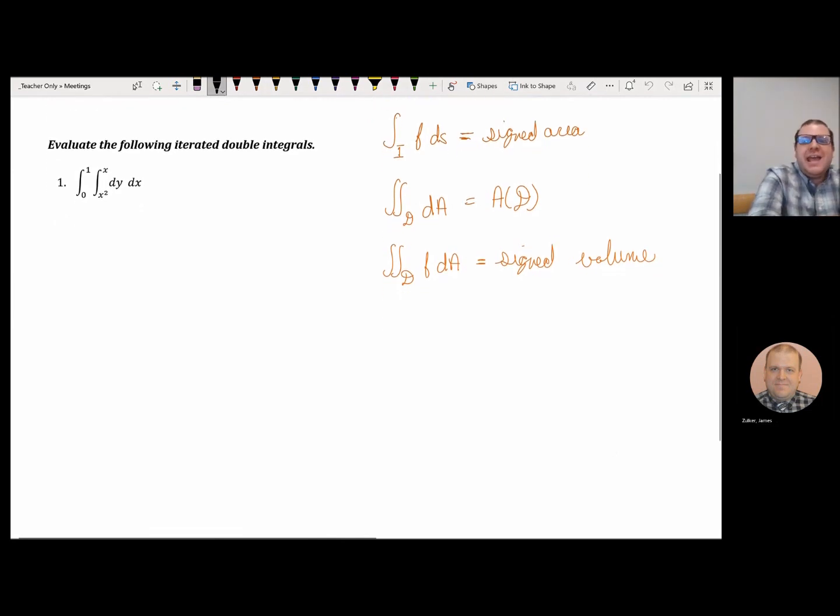So before we start looking at setting up a double integral, we take a look at what's known as iterated integrals, because all double integrals are going to be set up as an iterated integral. So here's how iterated integrals are read. Start with the innermost and work your way out.